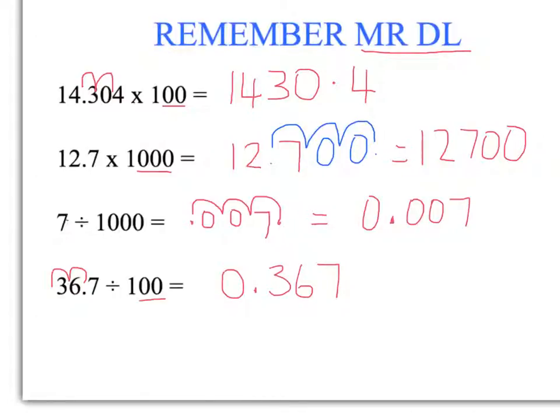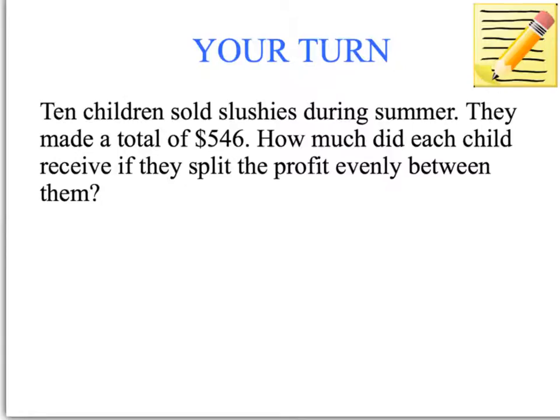So I hope you had a go at these, and I hope you actually got some of them right, if not all of them. Now I just want to also give you a go at doing some problem solving questions. So I want you to have a go at this yourself. Otherwise, if you're not sure what to do, just listen and I'll explain it to you. 10 children sold slushies during summer. They made a total of $546. So how much did each child receive if they split the profit evenly between them?